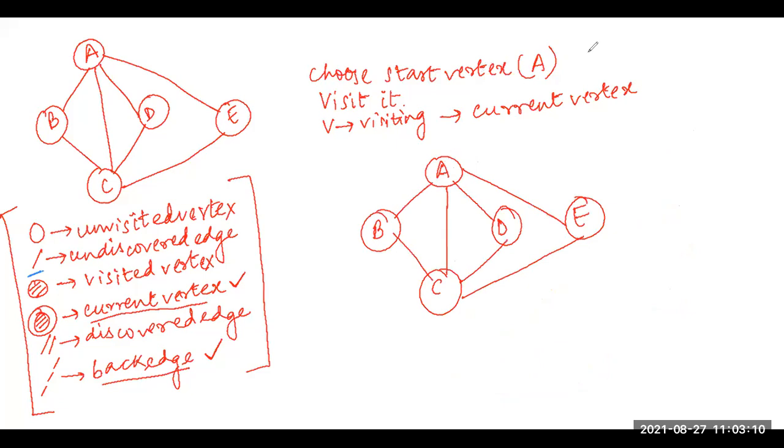First, we chose a start vertex. I chose it A. Then we will visit it. Once I visit it, I did this thing. Then I will choose what are the vertices that can be reached from it. If I start with this, then A will become my current vertex. I am giving this symbol. Now, what are the vertices that can be reached from A? B, C, D. And all the edges that can be reached are undiscovered, yes or no?